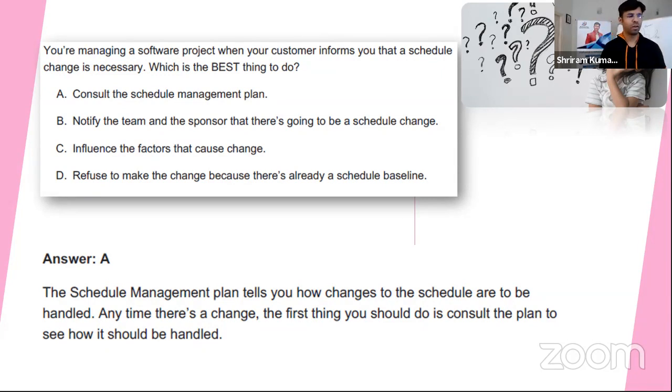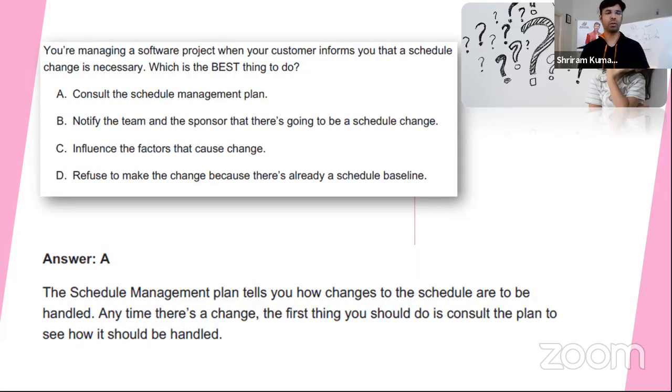Let's go to B. Notify the team and the sponsor that there is going to be a schedule change. Now, this is an answer you will get confused on in the examination. In the examination, C and D you will straight away cut short, whereas A and B look pretty close. Let's take A now. Construct the schedule management plan. Now, B says notify the team and the sponsor that there is going to be a schedule change, right?